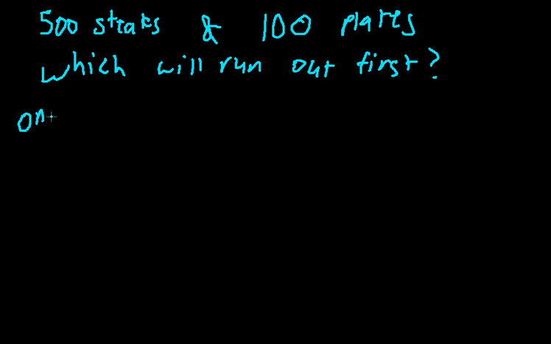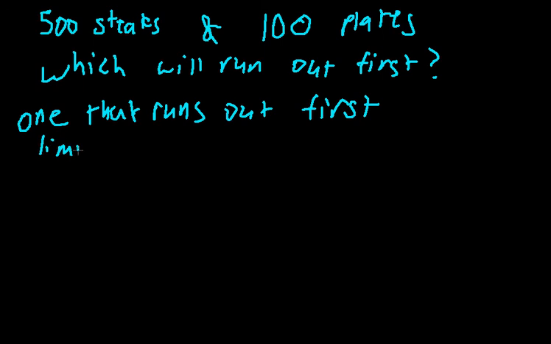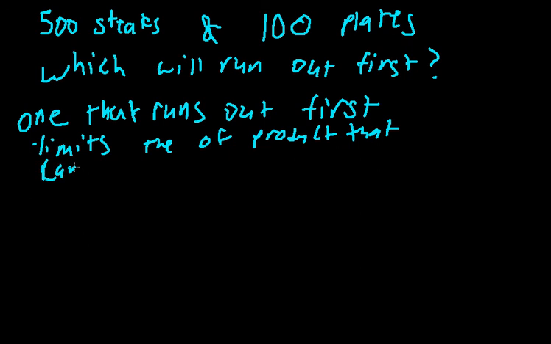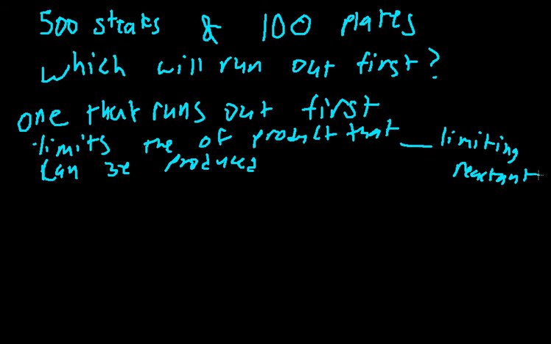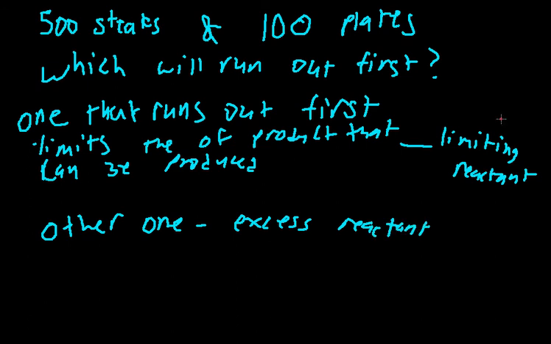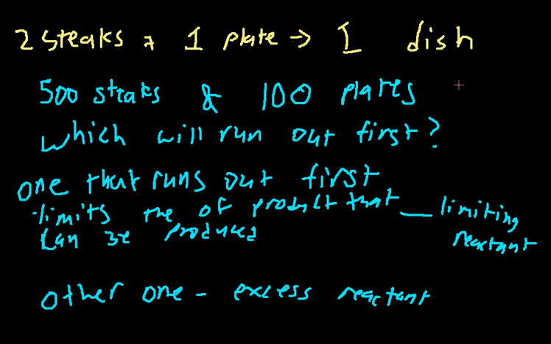Well, the one that runs out first, or simply put, limits the amount of product that can be produced, is called the limiting reactant. The other one is the excess reactant.